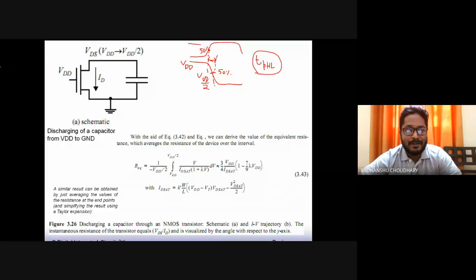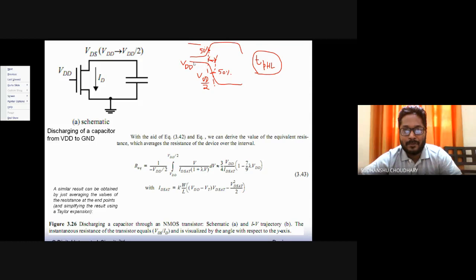The same process is shown in this picture. We are trying to discharge this capacitor via this NMOS to ground. Let's say that initially this capacitor is charged to full VDD, and we apply VDD at the gate of this MOSFET to switch it on. As soon as this MOSFET is switched on, the capacitor will start discharging, that is, the output will start going from VDD to 0. Let's say this is the 0 level.